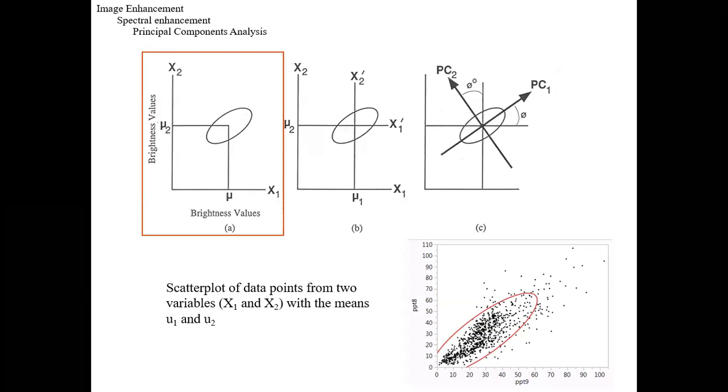And again, the extent to which that ellipse approximates a circle represents low correlation between the two variables. To the extent that it's thinned out, the longer it gets relative to its width, the longer the major axis relative to the minor axis, the higher the correlation between the variables. And so we start with just the data points, imaginarily plotted within that ellipse, within a space formed by two variables, and then we have two mean values, U1 and U2, one for each of the variables.